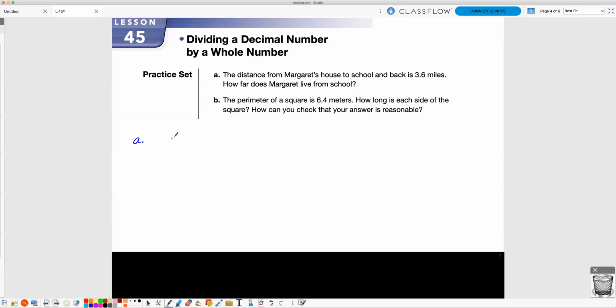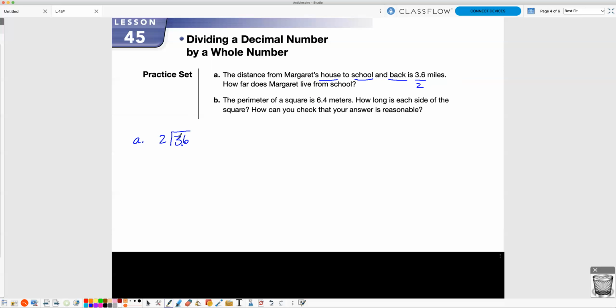All right, you should have looked at that and recognized that it's 3 6/10 divided by 2, because it's from the house to school and then back again. So that's basically dividing this into two parts: one direction is going to school and one direction is going home from school.